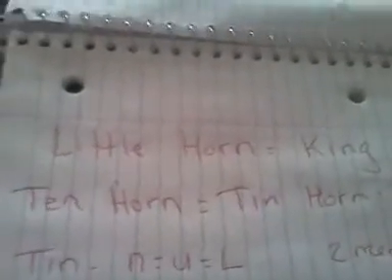I'm here to talk to you about the little horn, which is mentioned in the book of Revelation and the book of Daniel. It is said that the word little horn means king. Now, the little horn is represented by Saudi Arabia. Saudi Arabia is the little horn.